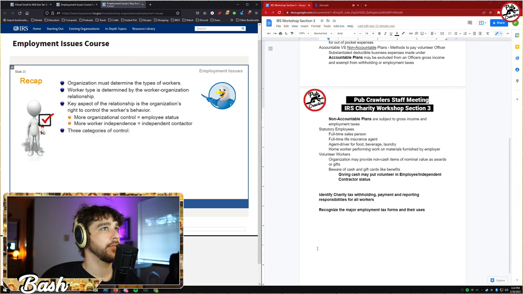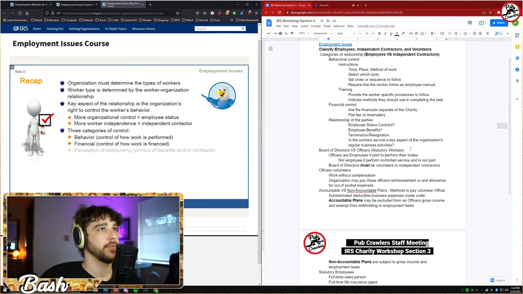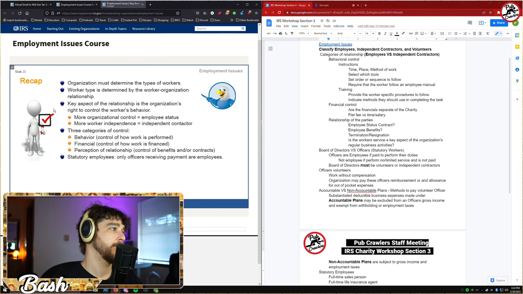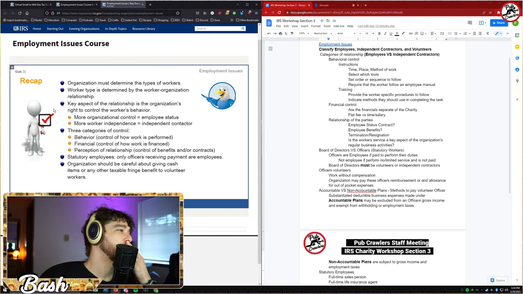Then we looked at the three categories where this control is shown: work task-related behavior, financial burden and risk, and the perception of the relationship with regard to such things as benefits and contractual obligations. The more control that either party exercises in either of these areas determines whether the worker is an employee or an independent contractor. We also discussed how statutes mandate that workers serving as 501c3 officers are employees, while officers who hold minor roles and receive no payment are not considered employees. Members of your board of directors are not employees. Finally, we examined the volunteer workforce and how your organization must be cautious when rewarding their service. Click the continue button.